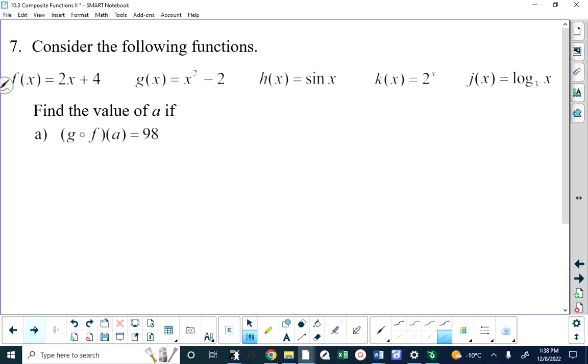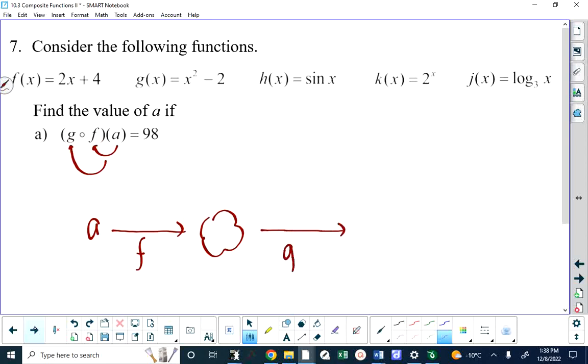What is this saying? This is saying A goes into F, then the result goes into G. So A goes in through F, and what comes out is some number. That number goes through G, and what comes out is 98. What did we feed in from the very beginning to get that 98 in the end?